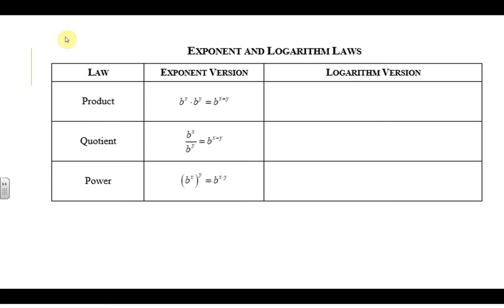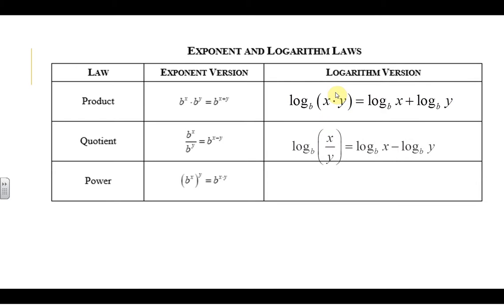When you have log properties, you can split those up if you're multiplying. Now it's log base b of x times y. You can break that into log base b of x plus log base b of y. Notice the base is staying the same. You're just breaking up what's inside the parentheses. And then quotient: if you're dividing, you subtract your exponents. So again, same thing.